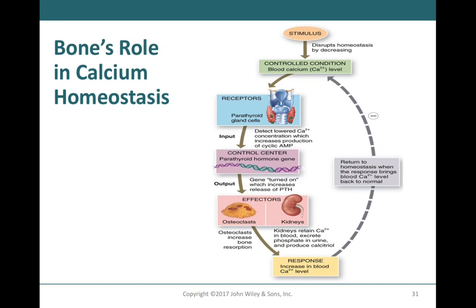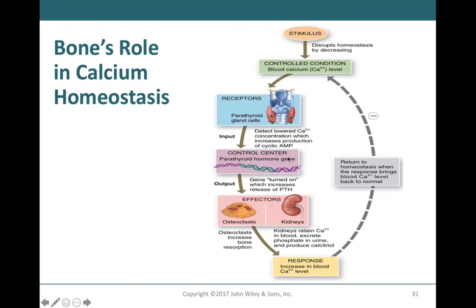So this feedback loop is shown right here, and this example shows us what happens when our calcium levels have decreased. Some type of stimulus is going to reduce our controlled condition, which is blood calcium. When blood calcium is reduced below 9 milligrams per 100 milliliters, cells in the parathyroid gland are going to respond to this. These cells are serving as the receptors for our blood calcium levels. And when these cells detect that calcium has been lowered in the bloodstream, they're going to produce a molecule known as cyclic AMP. This is a common molecule that we see in the body that serves as a chemical messenger.